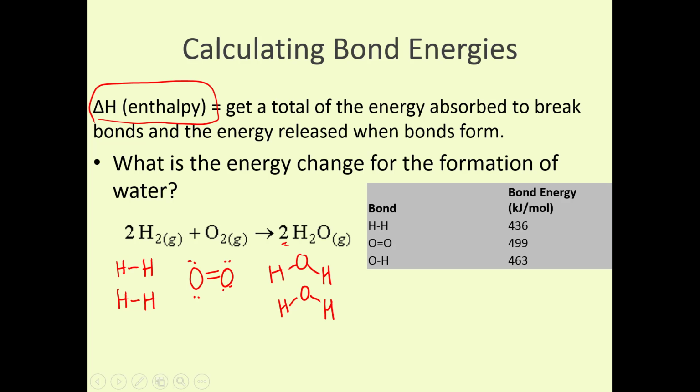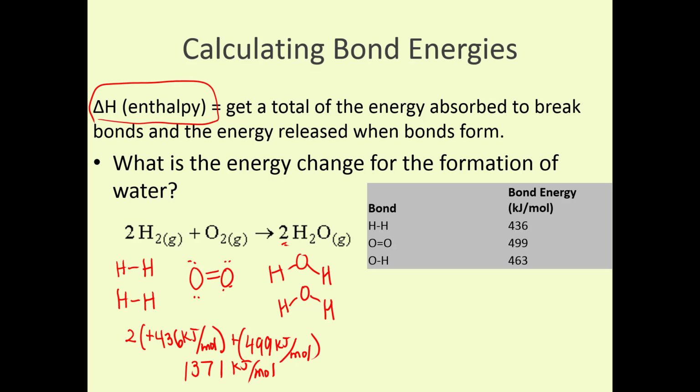Okay, so if we want to know the energy change for making water, we have to break these bonds. Breaking these bonds means, well, there's 2 of them, so we have to break both of those. We have to add in 436 kilojoules per mole of energy. And then we have to break those bonds, so we have to add in, let's see, 499 kilojoules per mole of energy. So all of that energy is 1,371 kilojoules per mole. That has to be added in for breaking.